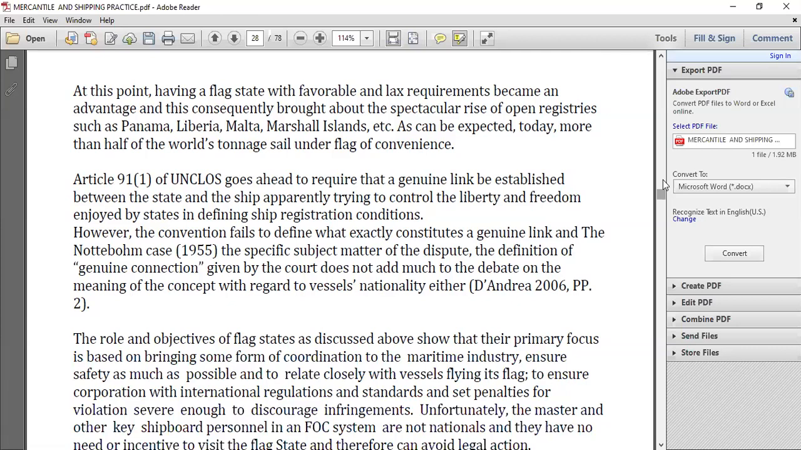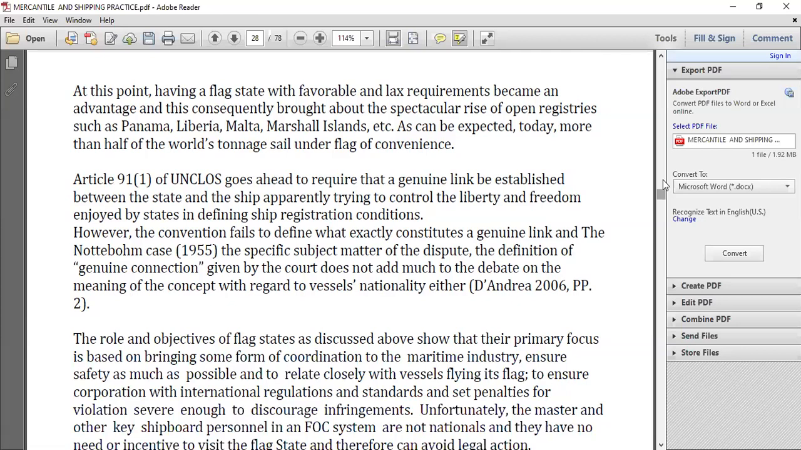And the reason is what I highlighted earlier: there's easy access, there are no restrictions as to whom you should employ, and it is easy to transfer from one flag to another. So Article 91(1) of the UNCLOS goes ahead to require that a genuine link be established between the state and the ship, apparently trying to control the liberty and freedom enjoyed by the state in defining ship registration conditions. However, the convention fails to define what exactly constitutes a genuine link.